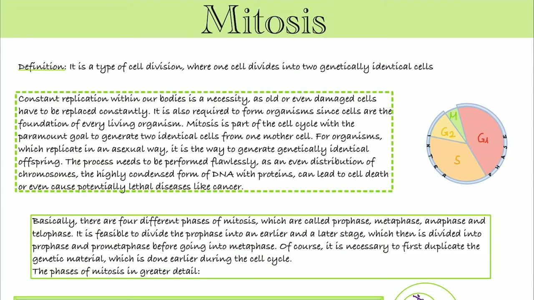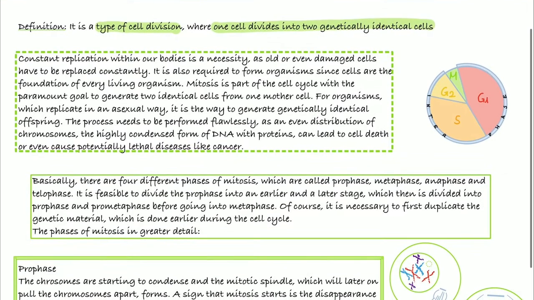Today we're talking about mitosis, which is a type of cell division where one cell divides into two genetically identical cells. Replication within our bodies is necessary as old or damaged cells have to be replaced. Replication is also required for the formation of organisms, as cells are the foundation of every living organism.